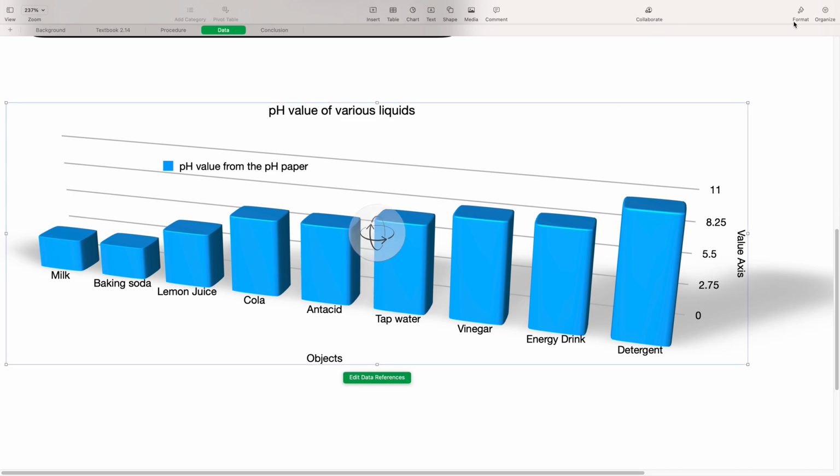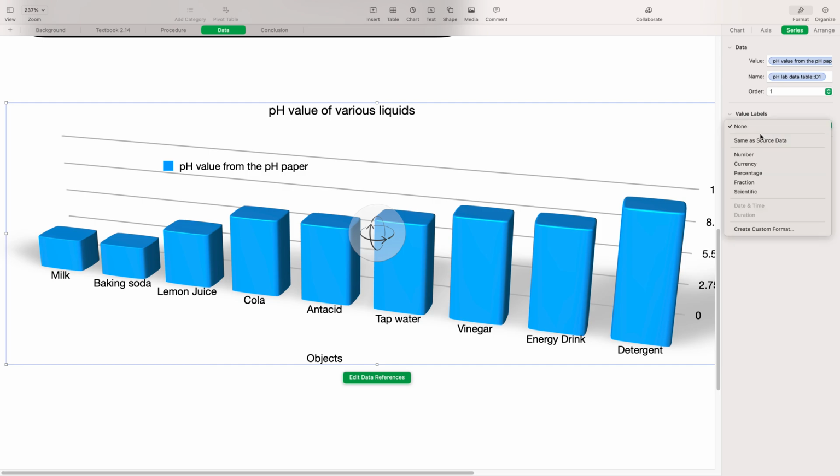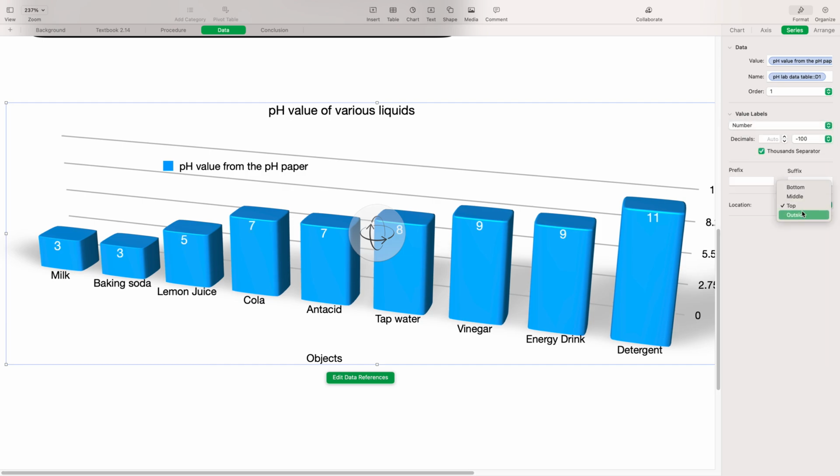The directions also say, see if you can add the value axis labels. And right here, I'm going to add the number, and you can put it on the top, you can put it on the outside. Make sure it doesn't overlap stuff so you can make it so that it's good and readable, maybe at the bottom.